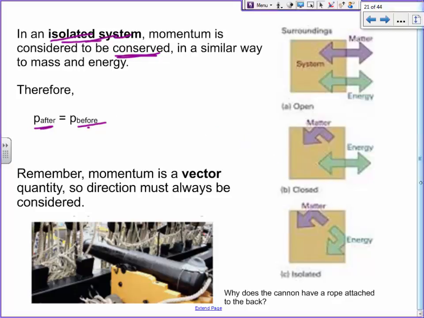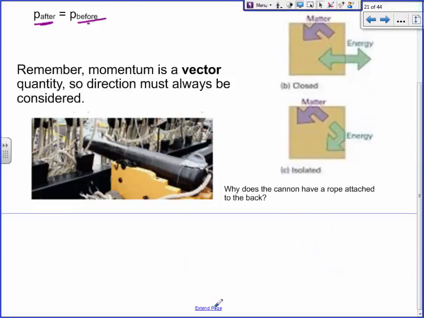I got a photo here. I found this one online. You guys ever see cannons like this? Like on old fashioned Pirates of the Caribbean ships where they're shooting a cannon, right? Why is there this rope on the back of it? Yeah, because when the cannon launches its cannonball in that direction, the cannon itself recoils backwards this direction. And so it's got some sort of rope on it to prevent it from rolling all the way past the other side of the ship and breaking through the other side. You know what I mean?